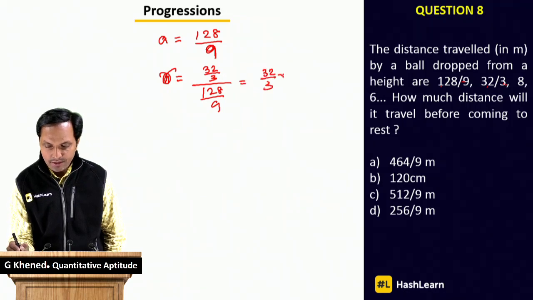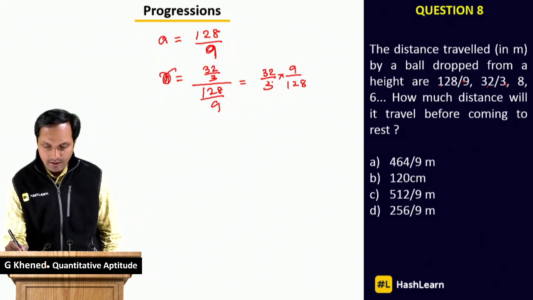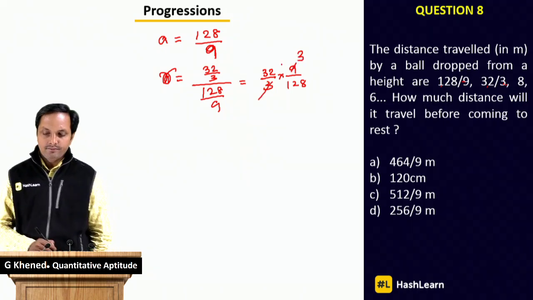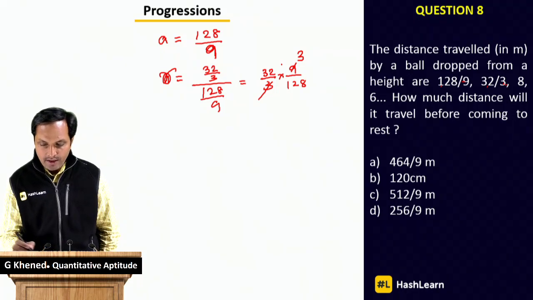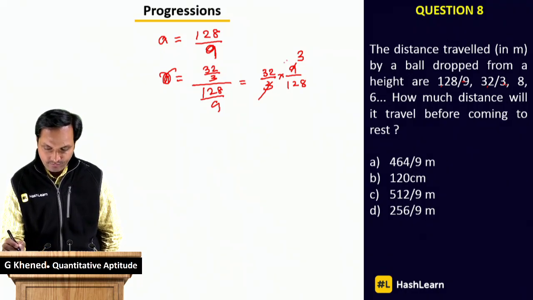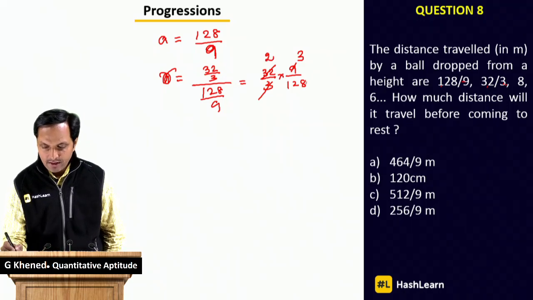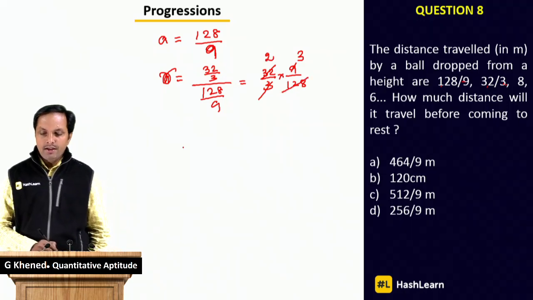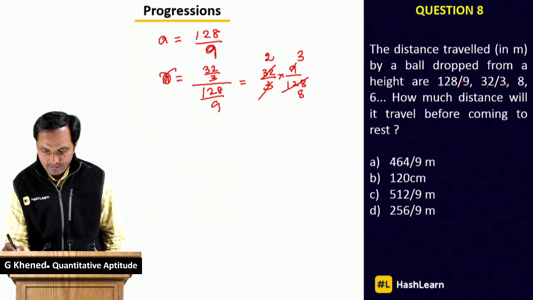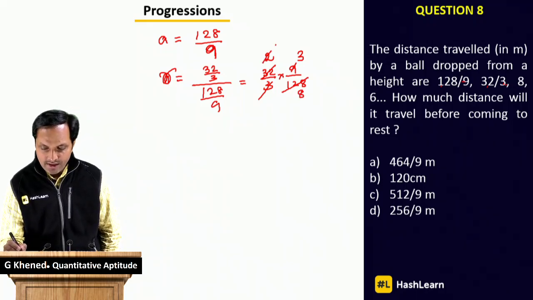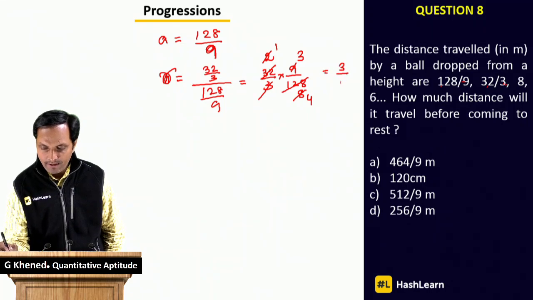32 by 3 into 9 by 128. 3 ones are 3, 3 threes are 9. Then 16 twos are, 16 eights are, 2 ones are 2, 4s are, that is going to give you 3 by 4.